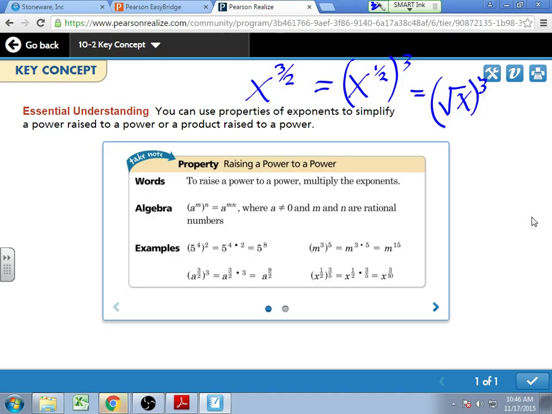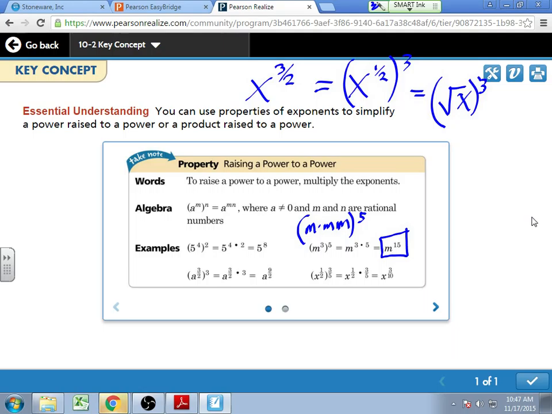That is going to guide us with taking a power to a power, which really all you have to do is multiply them together. For example, if you have m cubed to the 5th, you really have m times m times m, 5 times. If you write out all of those, you're going to end up with 15 total m's, which is why we get m to the 15th.